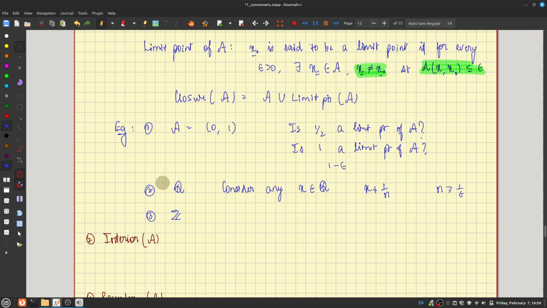No, right? So none of the integers are limit points of Z. What about non-integral points? Yeah, they're also not. You take any rational number which is not an integer. Is that a limit point of Z? No, right? You take an irrational number that is not an integer. Is that a limit point of Z?